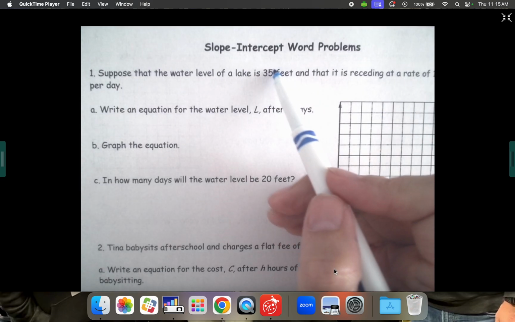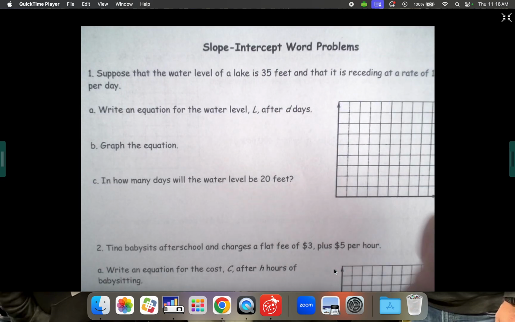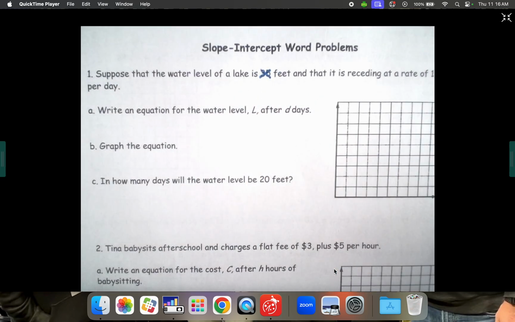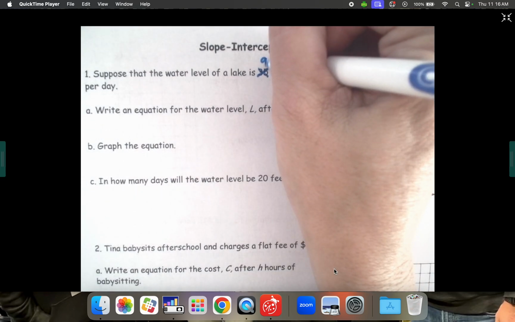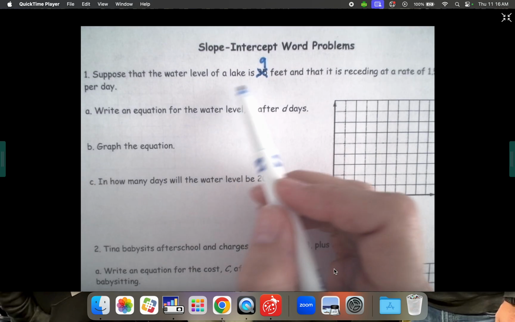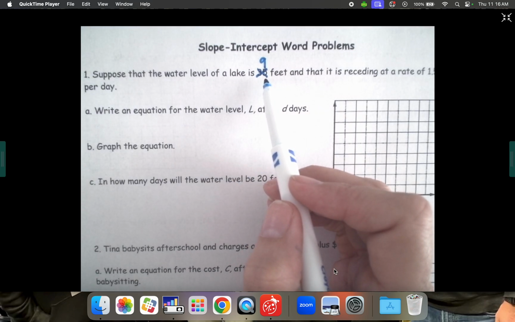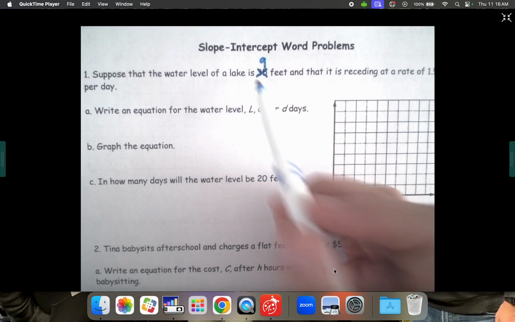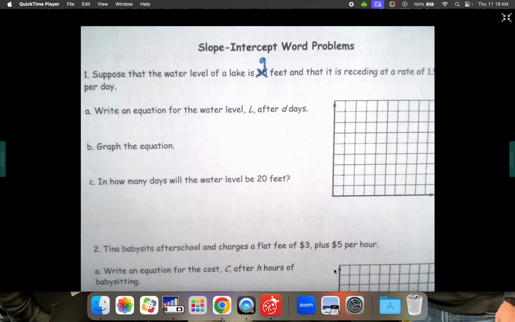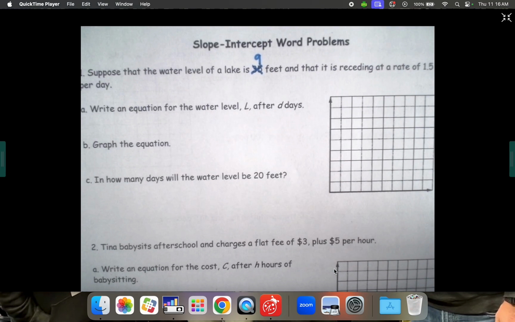Number one, I don't really like that it starts at 35, so if you guys would go ahead and cross that out, and we're going to change it to 9 feet. So the water level of a lake, it wouldn't really be a lake if it's only 9 feet deep. Maybe it's like a little pond, but that's okay. We're going to go with 9 just so that it works better with our numbers, with our graph.